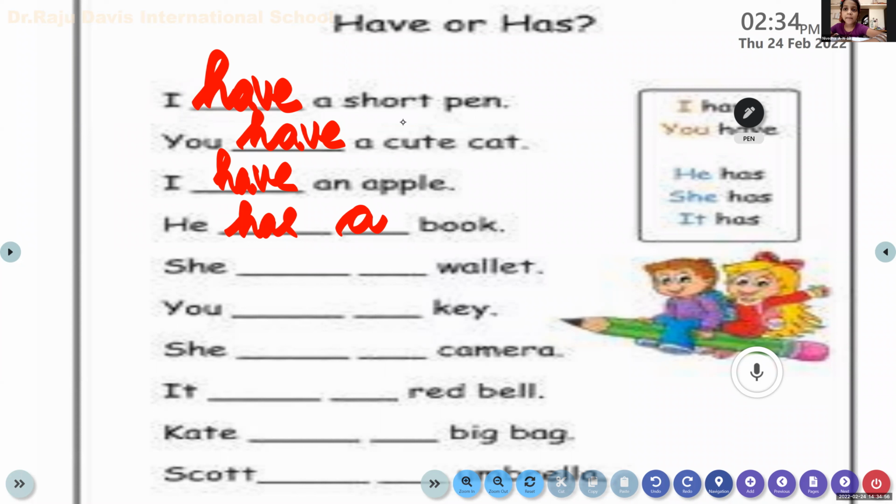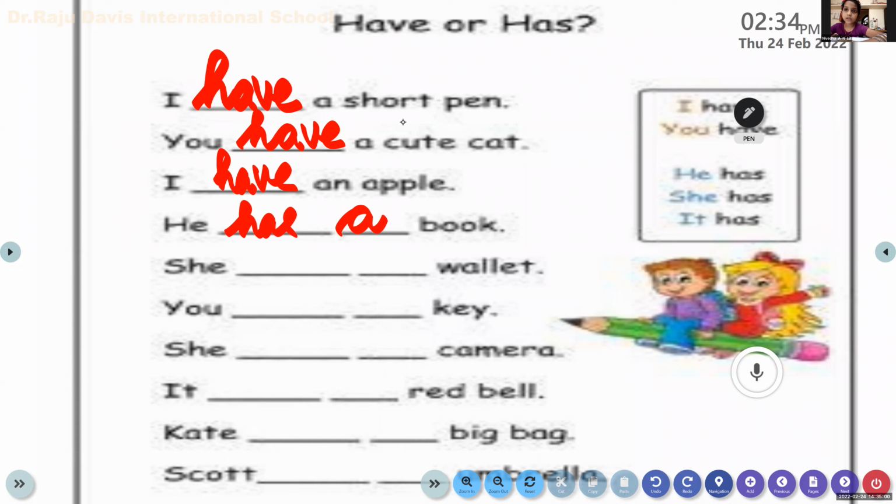She has a wallet. Okay, very good. Wallet means a purse. Okay, she has a wallet. Very good, Niveda. Anthony, come on, Anthony.